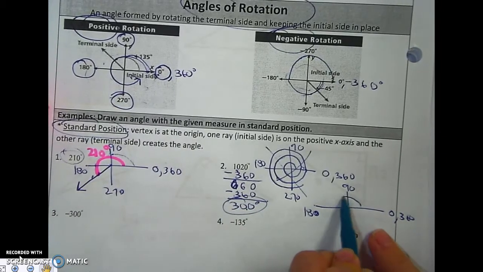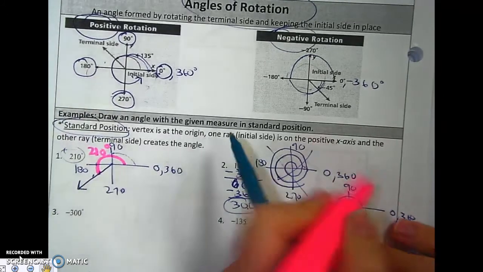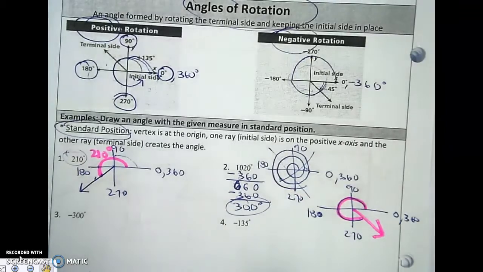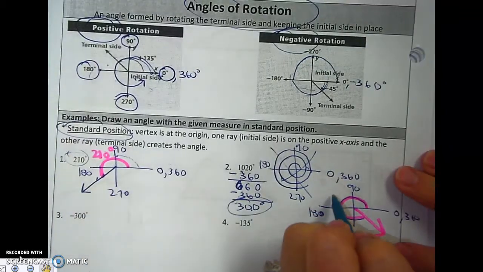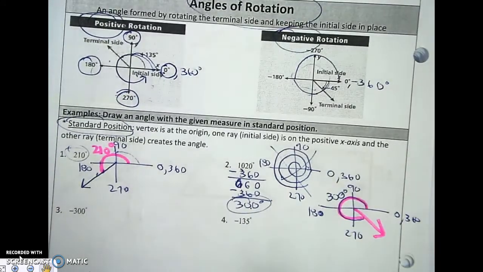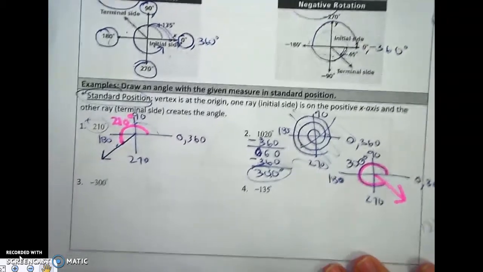So I go over here, boom, and I'll do that in pink, starting at the initial side. And then I will show that this is actually 300 degrees, which is equivalent to 1020. So don't give me this. It's just too messy. Let's go to the next one.